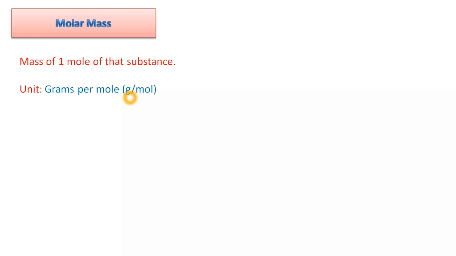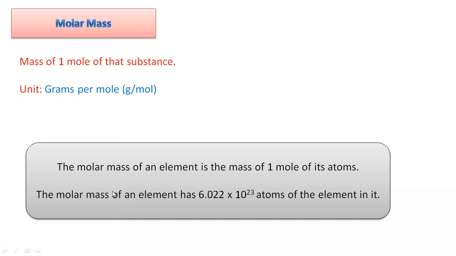So whether it's the molar mass of an element or a compound: if you are having an element, then the molar mass of the element is equal to the atomic mass expressed in gram per mole. And if you are having a compound, the molar mass is equal to the molecular mass expressed in the unit gram per mole. So the molar mass of an element is the mass of 1 mole of its atoms. And the molar mass of an element has 6.022, or you can say 6.023 into 10 raised to the power 23 atoms of the element in it.